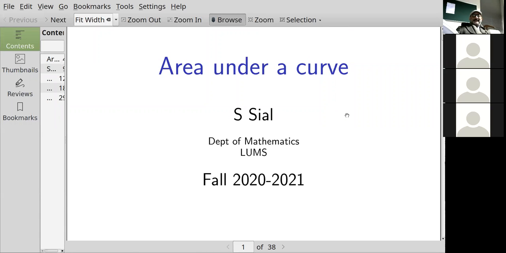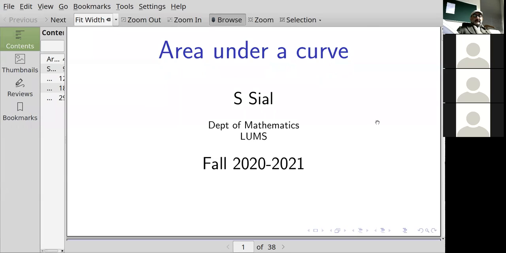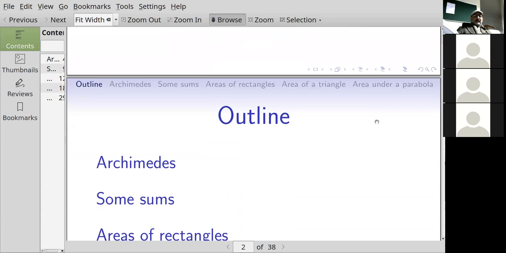Okay, so let's get started. In this session, we take a look at the idea of finding the area under a curve, and that looks somewhat different than what we've been discussing before, but we'll see how that connects.